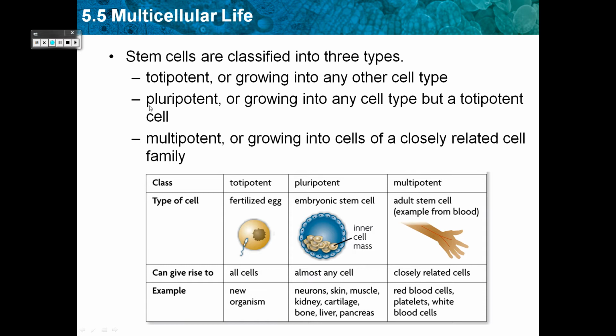The second kind of stem cell is called pluripotent. Pluri means a lot, but not total. Pluripotent is, for example, in that hollow ball of cells, the inner cell mass, which can become almost any cell, such as these, neuron, skin, muscle, etc. Okay, pluripotent, most cells, not all of them. And finally, multipotent, which refers to adult stem cells, specific adult stem cells that become only closely related cells. And we'll learn more about that in the next video.